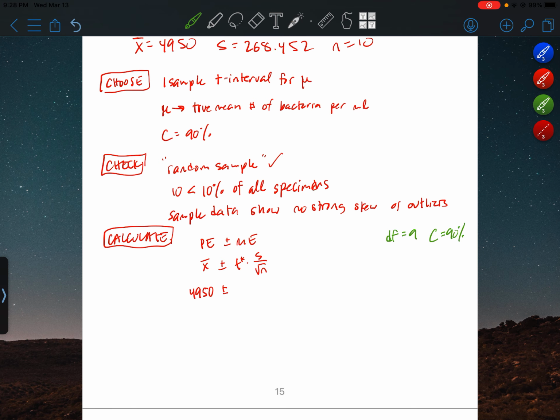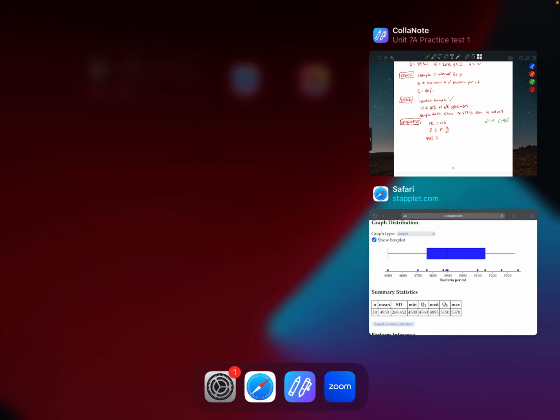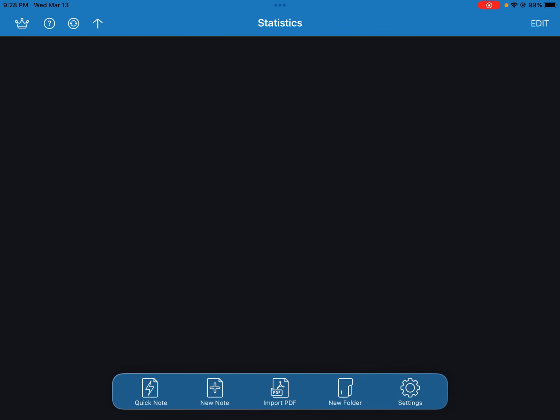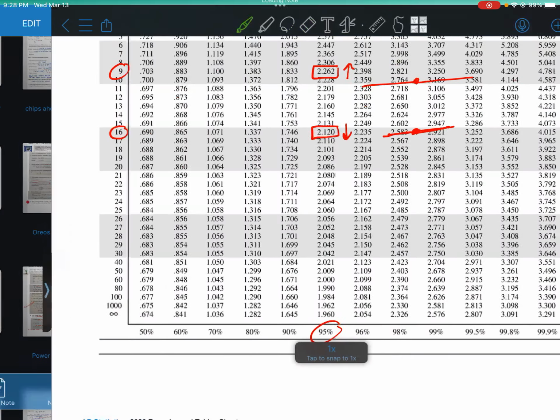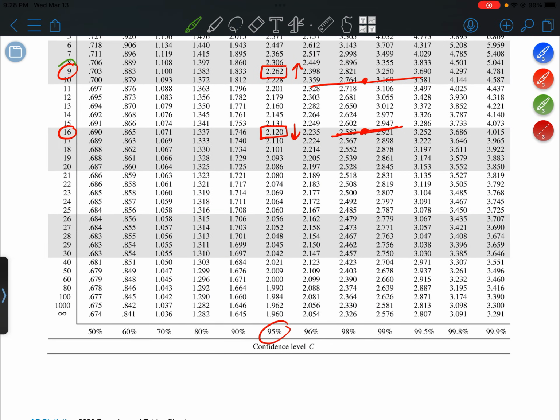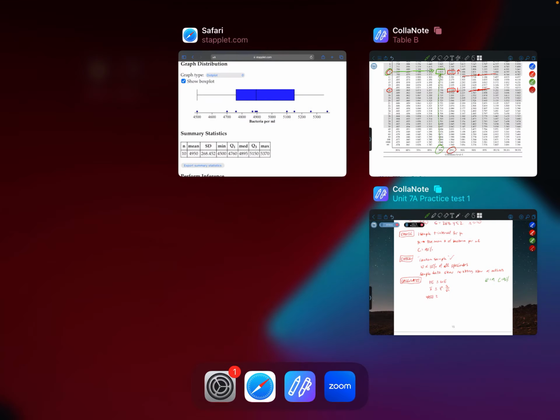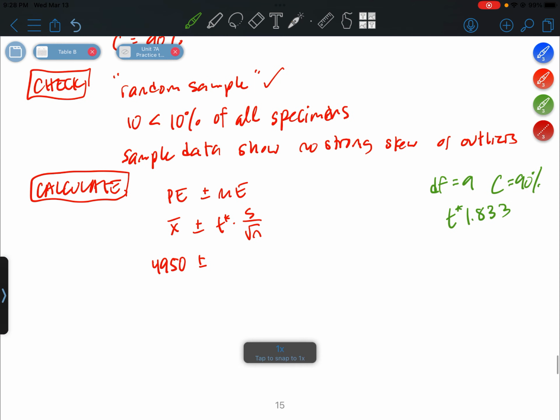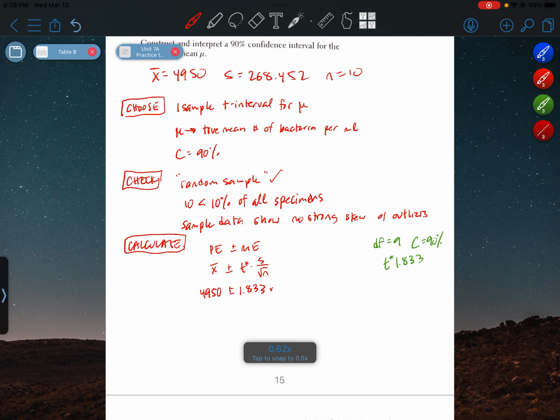Let's switch over to table B. 90%. I've got to open it up. So it was 9 degrees of freedom and 90% confidence. So we're looking at t star 1.833. Okay, let's zoom back in. 1.833 times 268.452 over the square root of 10.